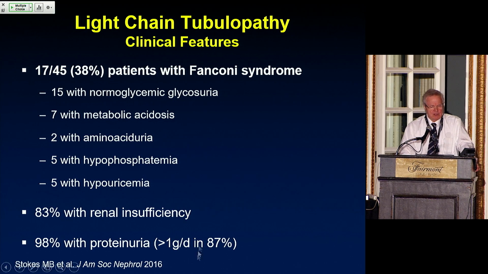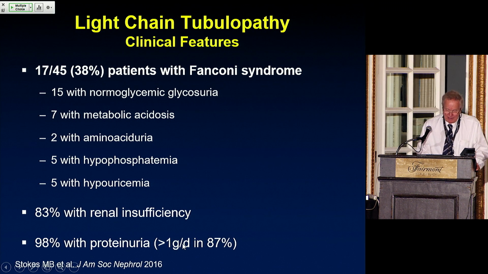So the clinical features, of course, all are surrounding the Fanconi syndrome, glycosuria alone or with other abnormalities of the proximal tubules. Renal insufficiency is often the case, and we don't know exactly how from the tubular injury you lead to renal insufficiency, what the mechanism is, or the low GFR. And 98% with some level of proteinuria, low level, but as I mentioned to you, sometimes the podocytes are involved as well.